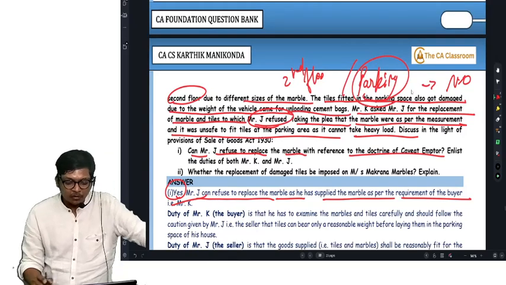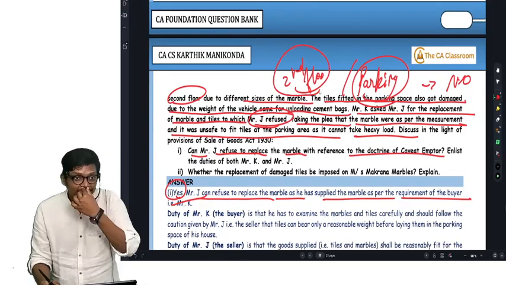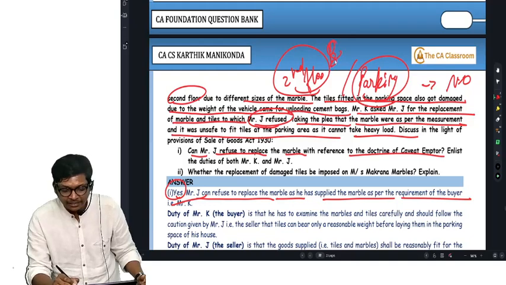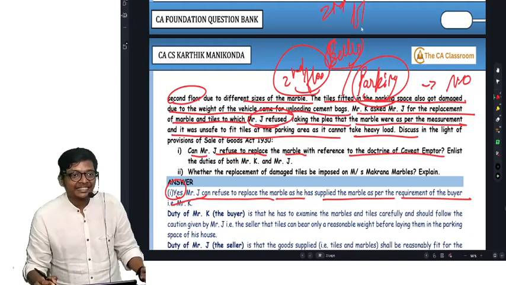Therefore, who is at fault? For the second floor, who is at fault? Buyer? No, the seller is at fault. For the second floor, the seller is at fault. The seller alone did not visit the second floor.